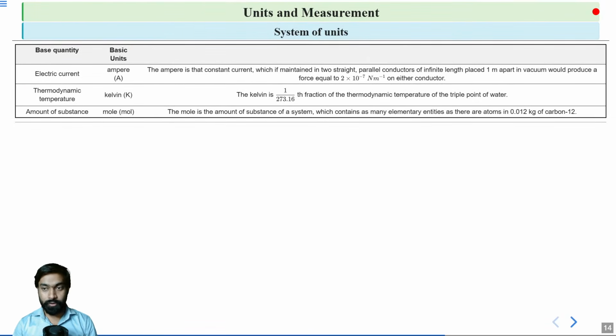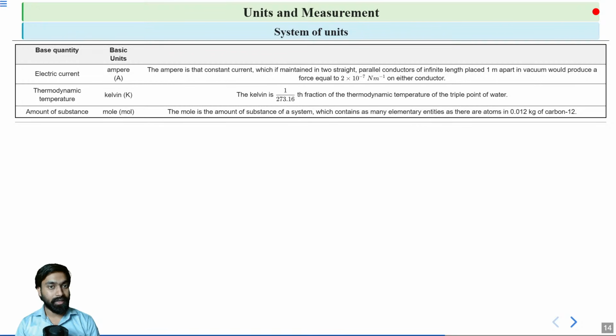And other base quantities: electric current, measured in ampere. So ampere is that constant current which, if maintained in two straight parallel conductors of infinite length and placed 1 meter apart from each other in vacuum, will produce a force of 2 into 10 raised to the power minus 7 Newton per meter on each conductor.